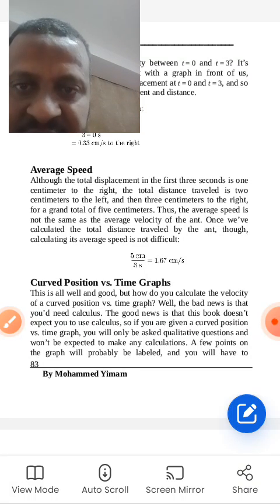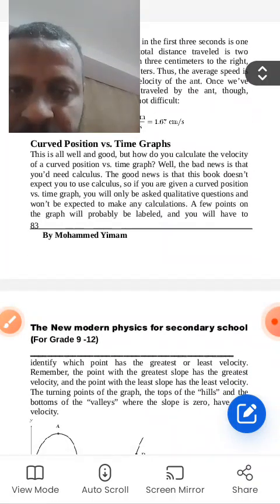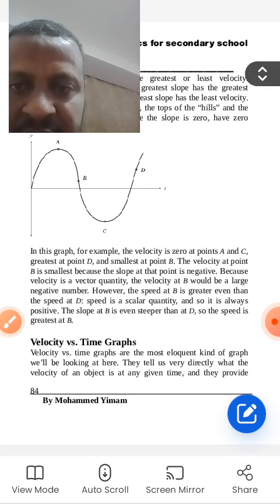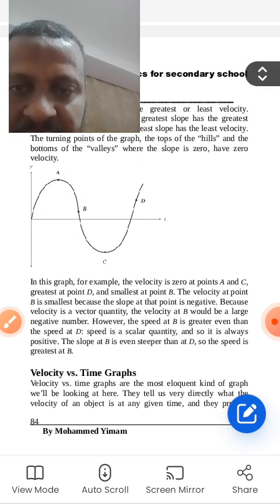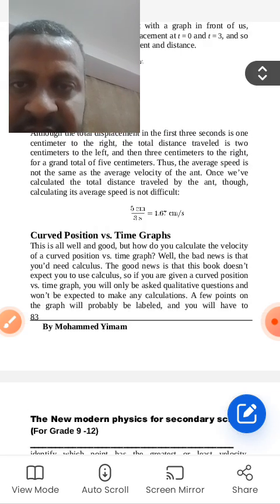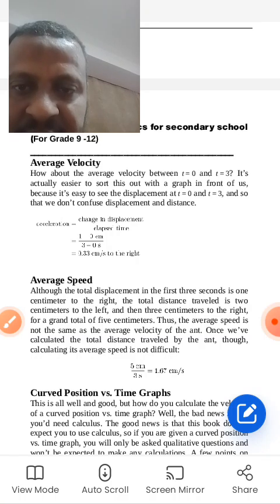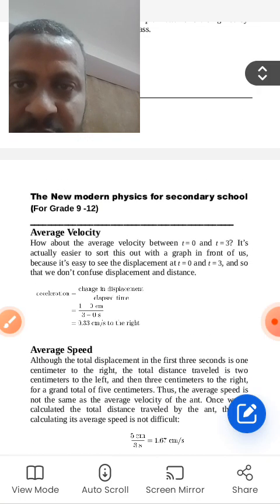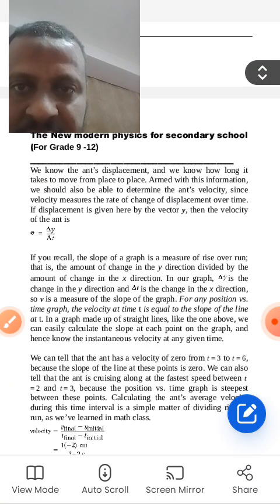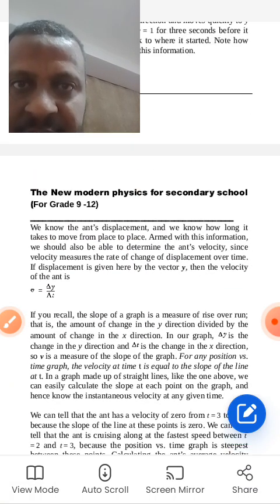Curved position versus time graph, we'll see next time. Velocity versus time graph, we'll see next time. Until that time, study the above mentioned concepts of the graph slowly, okay?